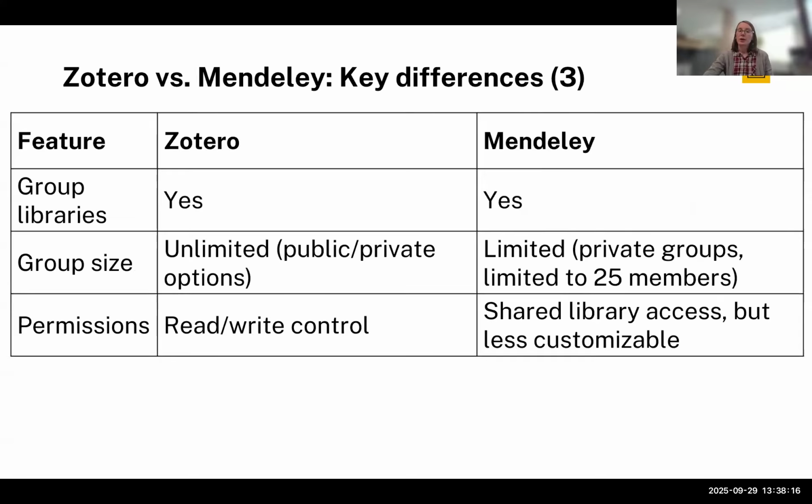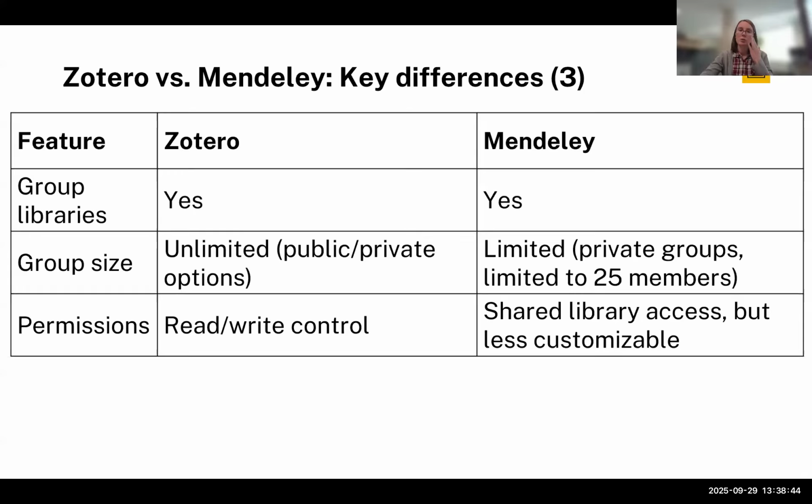Now in terms of sharing information, both Zotero and Mendeley offer group libraries. They might be called something slightly different, but both of them offer options to put citations in a folder that you can share with other people. The group size, though, is where we see some of the differences. In Zotero, there's no limit on how many people can be in your group, and there are public and private options available. But in Mendeley, the private groups are only limited to 25 members.